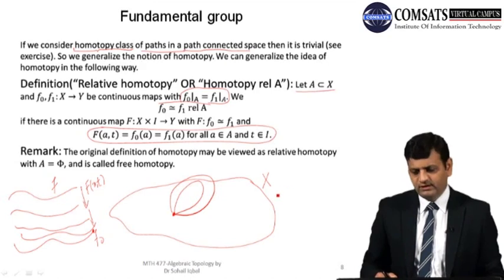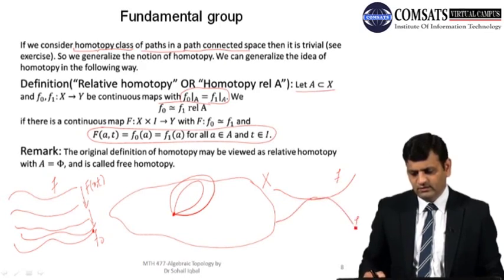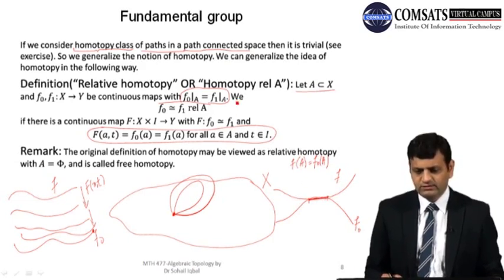So for example, it will look something like this. So this is F and this is F0, and this small portion is basically the portion where they agree. So these are the values of F of A which are equal to F0 of A. Okay, so this is the extra condition. So we are not considering any two functions, but the functions which agree on this set A.